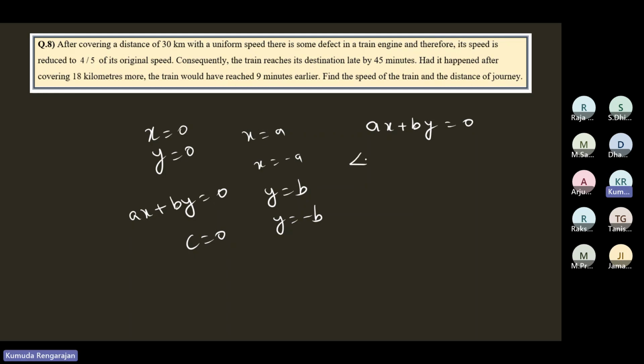For example, 4x minus 5y is equal to 0. Even without making the graph of this equation, you can for sure say that the line will pass through the origin because the value of c, the constant, is 0. It's 4x minus 5y plus 0 is equal to 0, like ax plus by plus c is equal to 0. So since c is equal to 0, the graph of this equation will pass through the origin.